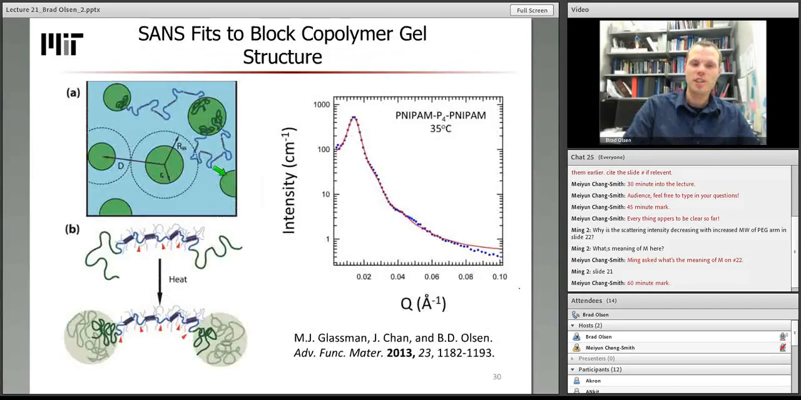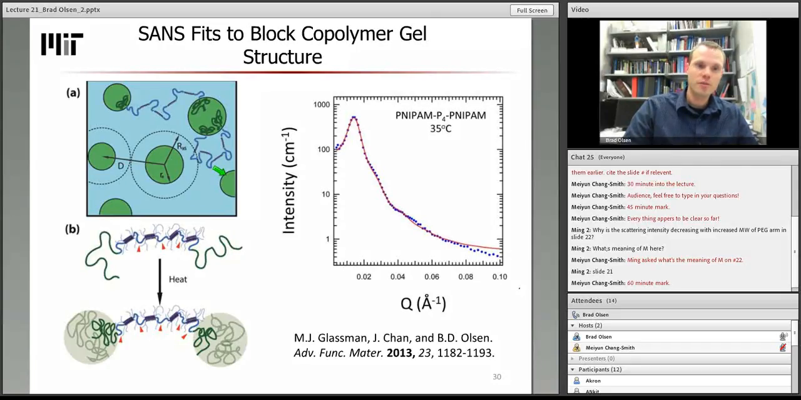So I show here on the right-hand side of the slide an example of the scattering from one of these gels in the self-assembled state, where the blue dots are our SANS data, and the red line is the fit with this Percus-Yevick disordered hard sphere model with polydispersity.